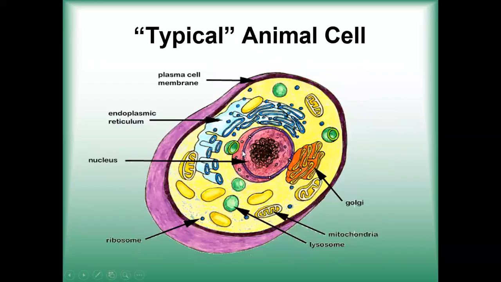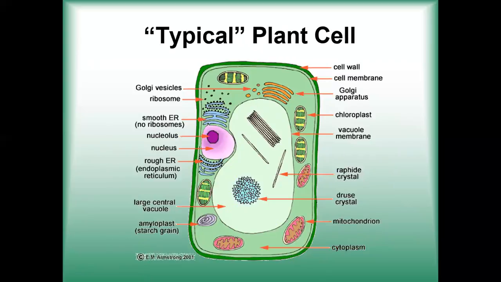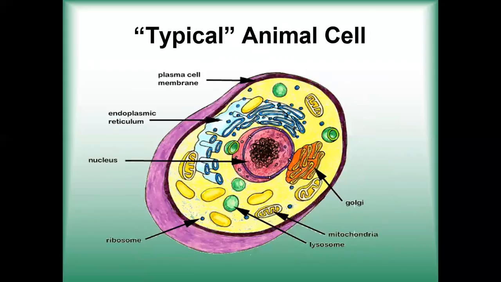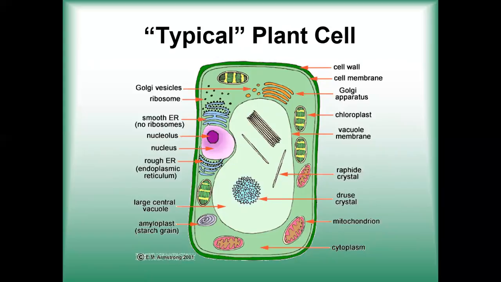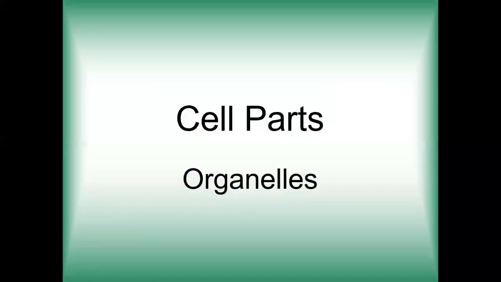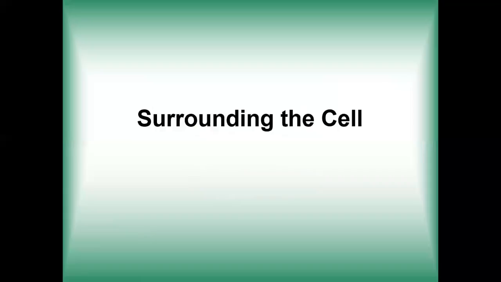So okay, here's the animal cell, plant cell. You can see one is much more rigid than the other. One looks very squishy. So cell parts, let's get into the organelles and see what each one does here.